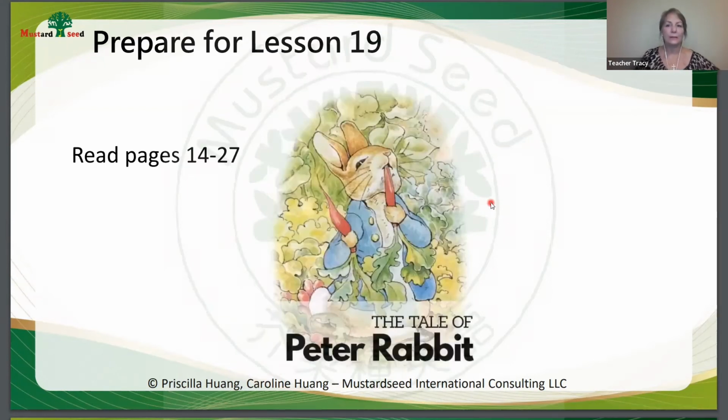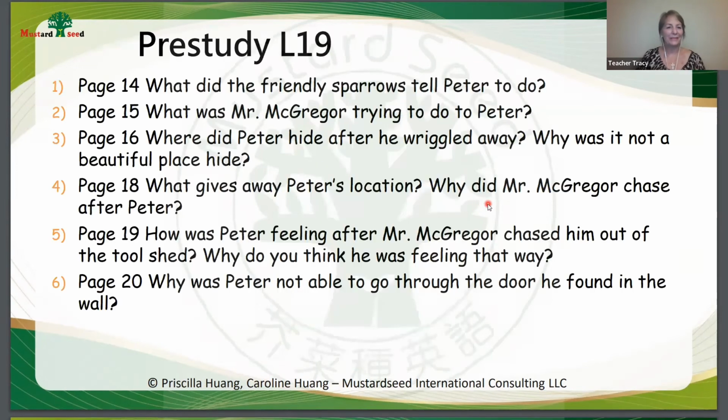Okay. Oh my goodness. We're all done with our lesson. We're going to start preparing for lesson 19. Oh gosh, that went fast. Okay, so we're going to be reading pages 14 through 27, which means the end of our book now. We're going to continue with reading the rest of this Tale of Peter Rabbit, which is a great story. I love this story because he gets in trouble every time because he doesn't do what he is told. It's a good learning lesson.